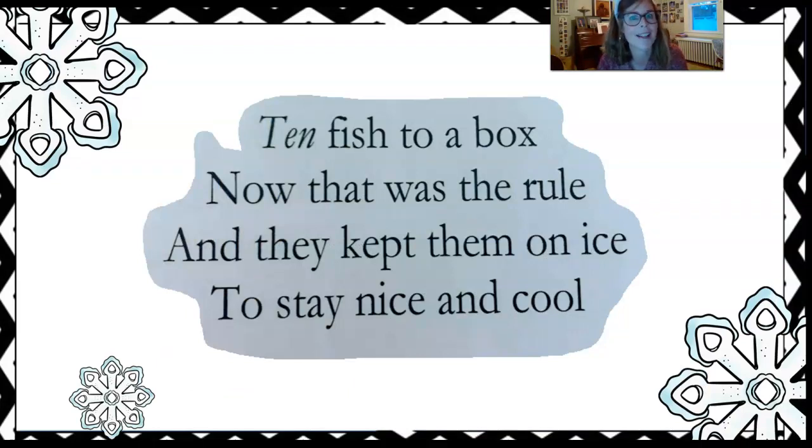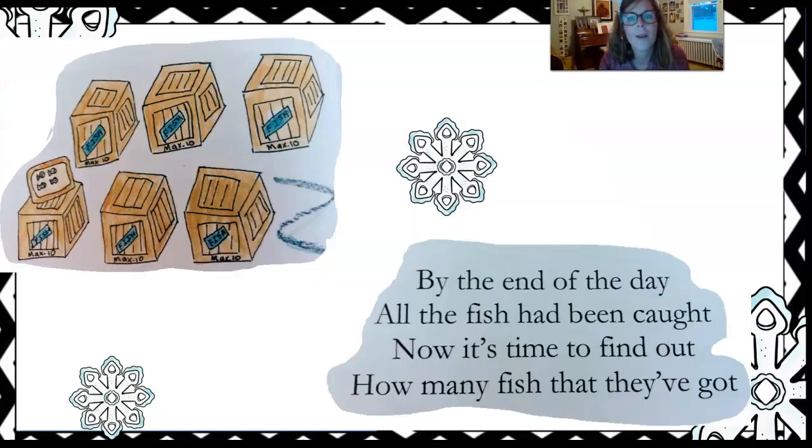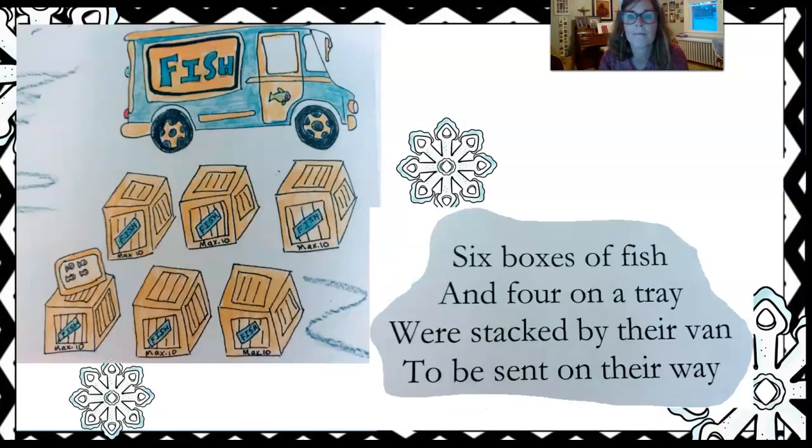10 fish to a box. Now that was the rule, and they kept them on ice to stay nice and cool. By the end of the day, all the fish had been caught. Now it's time to find out how many fish that they've got. 6 boxes of fish and 4 on a tray were stacked by their van to be sent on their way.